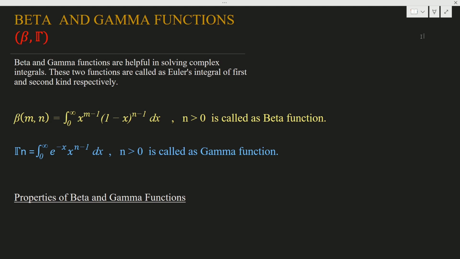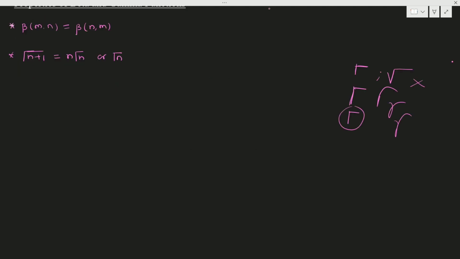When you see both the formulas for beta and gamma, in the beta function we have two values, m and n, and one variable x. And this function is defined for positive values, that is what they have mentioned with n greater than 0. Now the gamma function is for one variable x and one value n. Now we'll study some of the properties of beta and gamma functions.